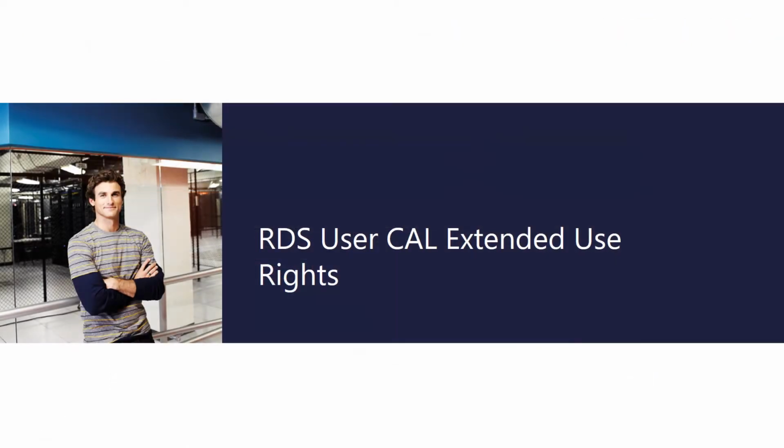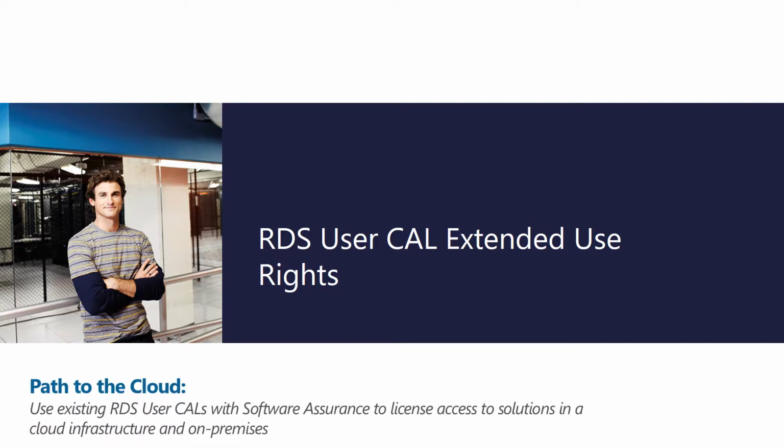And now on to our third scenario, which concerns RDS CALs. Solutions such as hosted desktops rely on licensing users for remote desktop services as part of the solution, and we'll see here how having existing RDS user CALs with SA means that an end customer has flexibility in where they run the desktops, and if a hybrid solution is their preferred option, how they have rights to both a cloud solution and an on-premises solution.